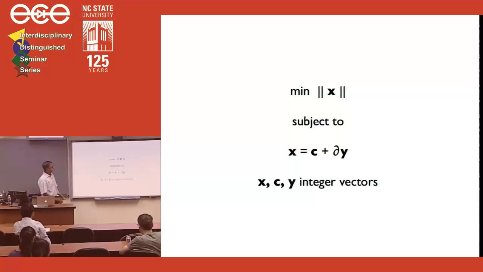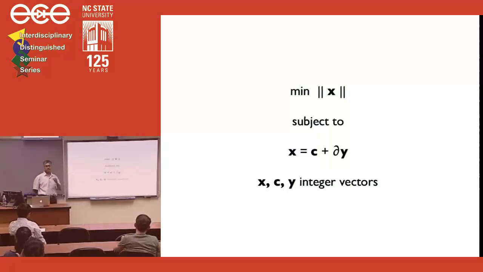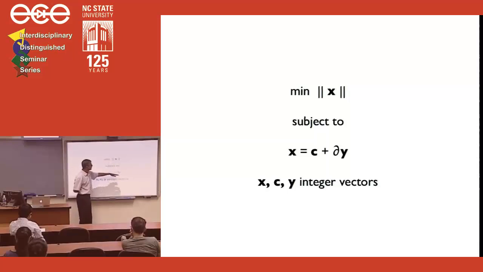And you can write it as this. You want to minimize the one norm, a weighted one norm, where the weights are the lengths of the edges or the areas of the triangles. So minimize the weighted one norm subject to this homologousness constraint. Given C, their difference should be the boundary of something. This is that blue thing we saw, the blue patch.